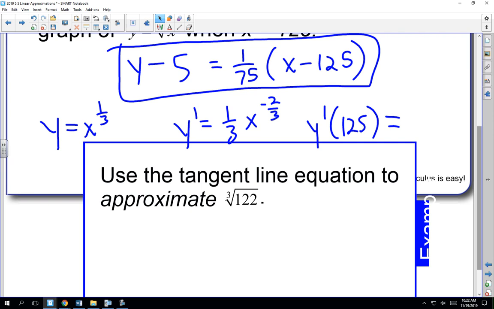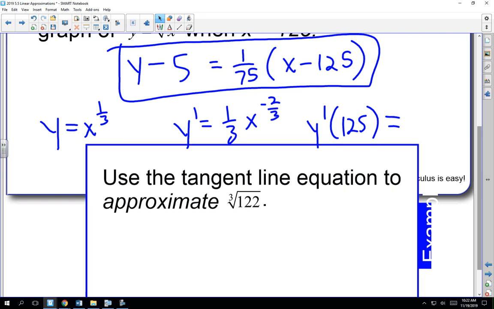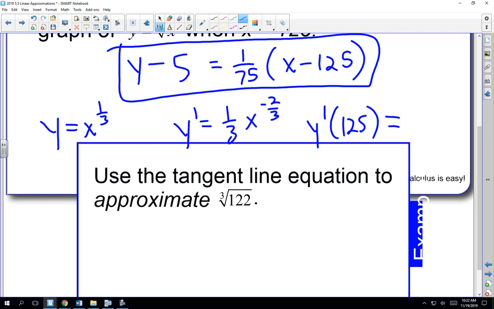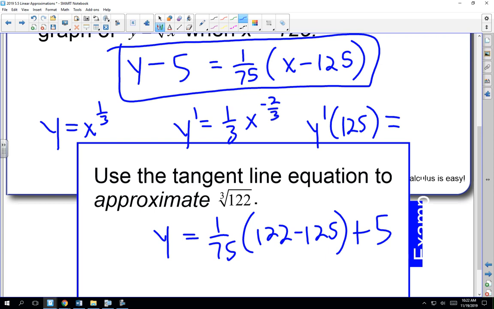So what about here? Where am I plugging in the 122? Yep, plugging it in for x, you get y equals 1/75 times (122 minus 125), plus 5. Don't forget the plus 5 over there. And what do we get as an approximation here? Then we're going to plug it into our calculator to see how close we are. So 1/75 of negative 3, plus 5. What do you guys get? The decimal approximation or a fraction? Just a decimal would be fine.